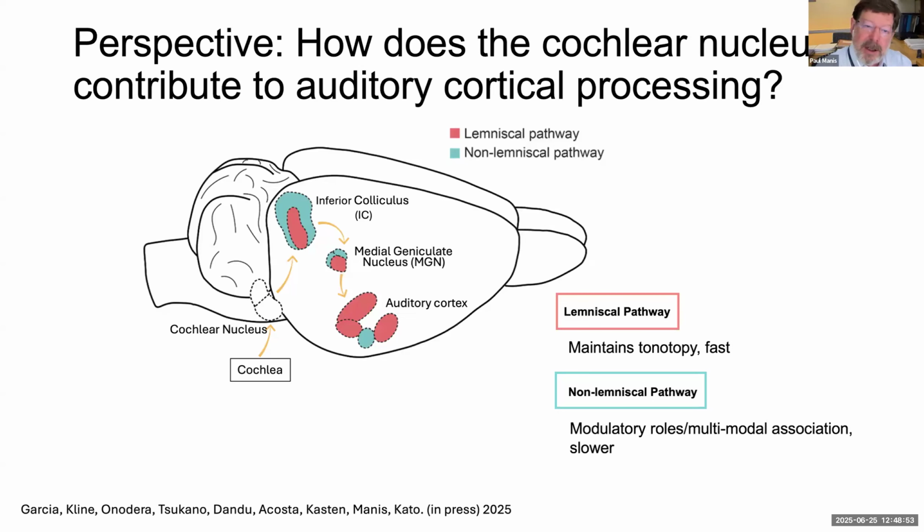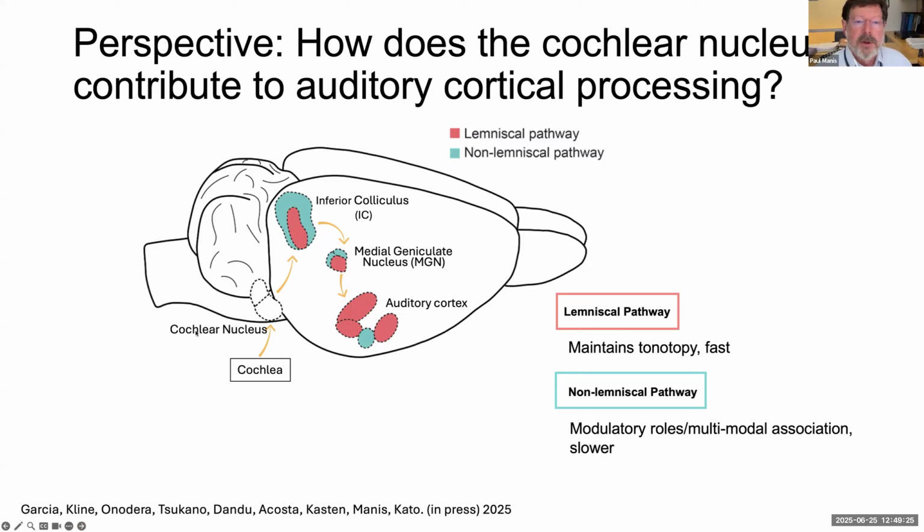So the last part of this, I want to talk about the perspective from the cortex. So how does the cochlear nucleus contribute to auditory cortical processing? So looking at it from the other end of the system. And this is work that was done in conjunction with Hiroyuki, Michelle Lee Garcia, Amber Klein were really critical in this work. And we have been participating with Hiroyuki on this as we look at some things that I won't be talking about, both in the cortex and the cochlear nucleus.